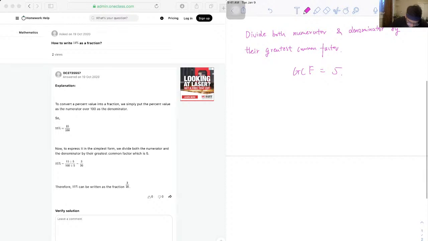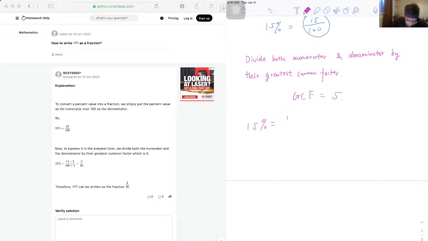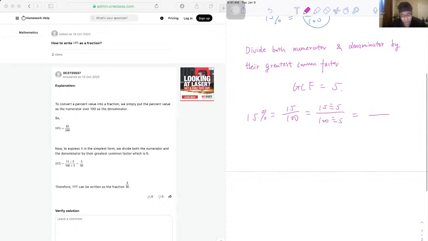So let's rewrite the question. 15% is equal to 15 over 100, which is equal to 15 divided by 5 over 100 divided by 5, which is 3 over 20, since 15 divided by 5 is 3 and 100 divided by 5 is 20. And that should be our final answer.